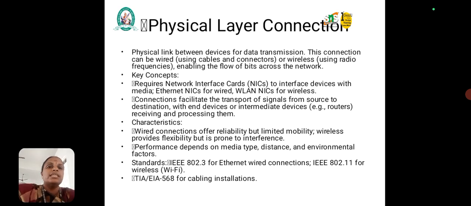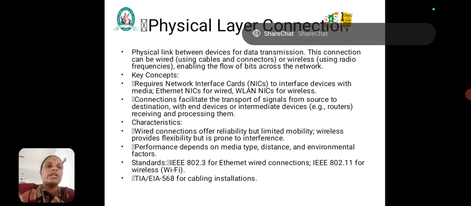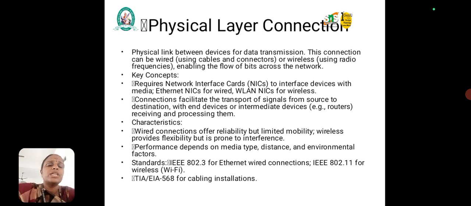Physical layer connections: a physical link between the devices for data transmission. This connection can be wired, using cables and connectors, or wireless, using radio frequencies, enabling the flow of bits across the network. The key concepts: they require the network interface card, that is NIC, to interface the devices with the medium. Ethernet NIC for wired, WLAN NIC for wireless. Connections facilitate the transport of signals from source to destination with end devices or intermediate devices, for example routers receiving and processing them.